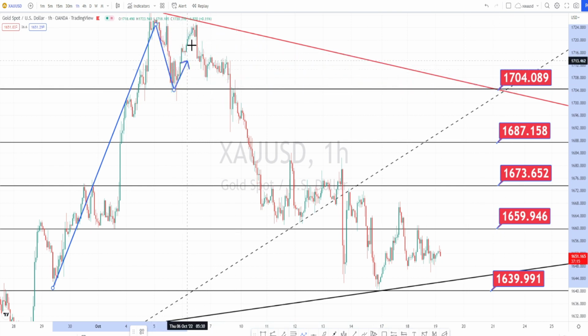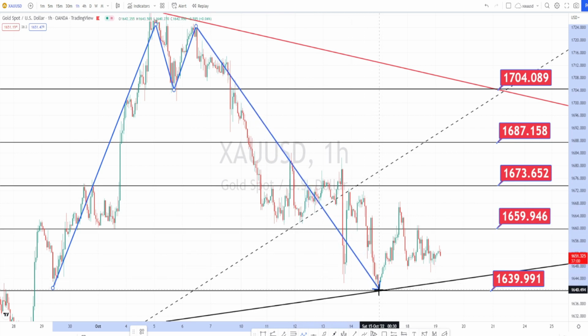Then it bounced back on the bullish side retracement after testing the resistance line from the 4 hours time frame, bounced back on the bearish trend and retraced to the level where it started its bullish side retracement. So it has completed its double top pattern, and currently the price action is consolidating within the resistance level of 1673 and support level of 1639 on a sideways price action.